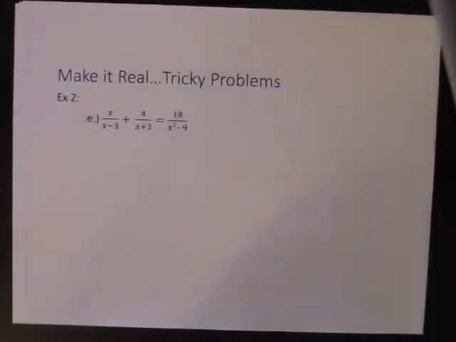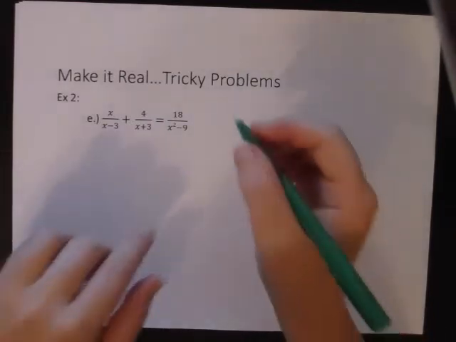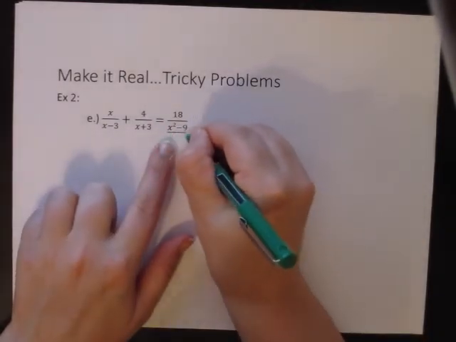Alright. Now what we're going to do is deal with some tricky problems. The reason why these are trickier problems is because instead of it being a linear equation when you solve, it's going to end up being a quadratic, but it shouldn't be too bad. So we have x over x minus 3 plus 4 over x plus 3 equals 18 over x squared minus 9. So the first thing we want to do is figure out where it's undefined, but before we can do that, we need to factor this right here.